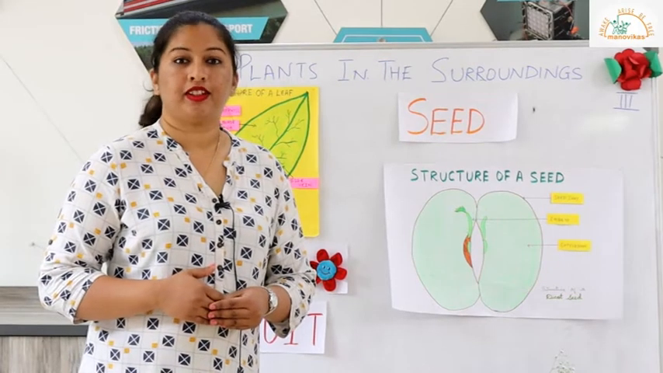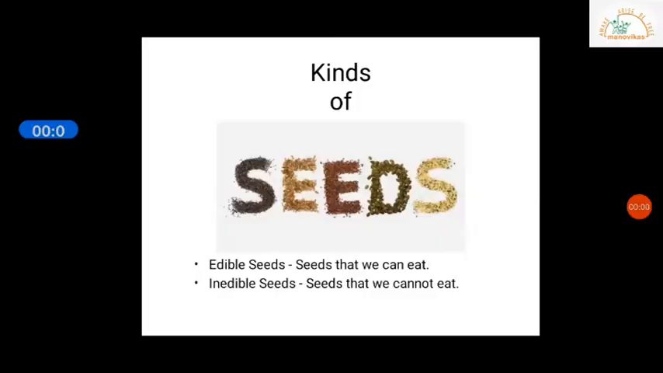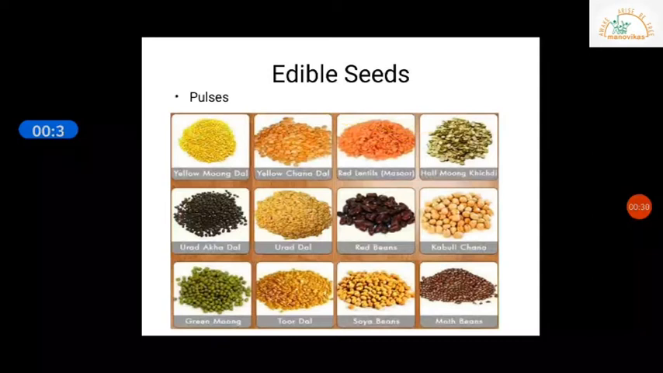Now we will learn about the different kinds of seeds. Kinds of seeds. Edible seeds. Seeds that we can eat are called edible seeds. For example, rice, wheat, corn, etc. Inedible seeds. Seeds that we cannot eat are called inedible seeds. The seed of mango, papaya, etc. cannot be eaten.